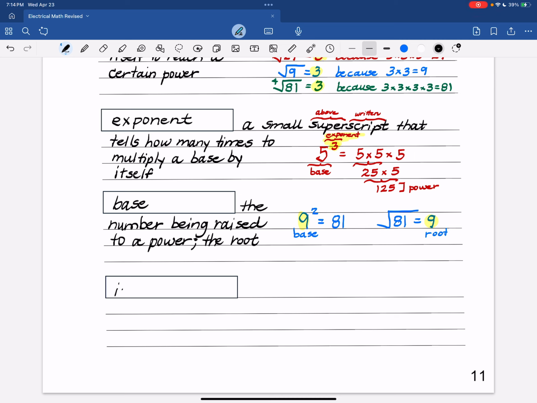The next word is inverse. Think of reverse. Inverse is the opposite of a mathematical operation.